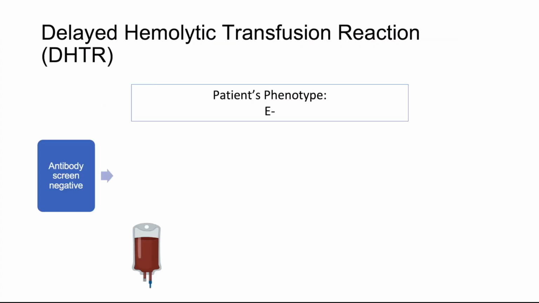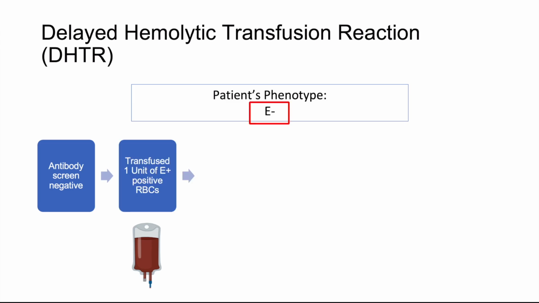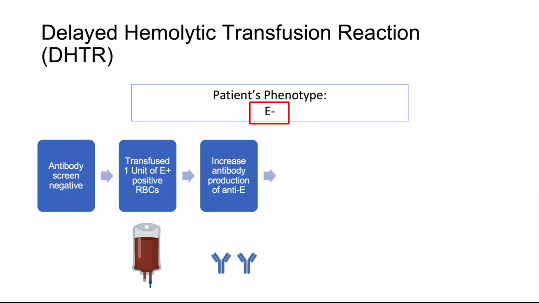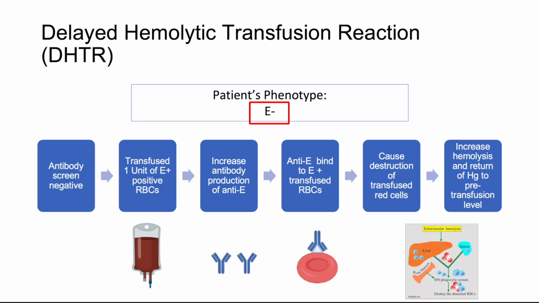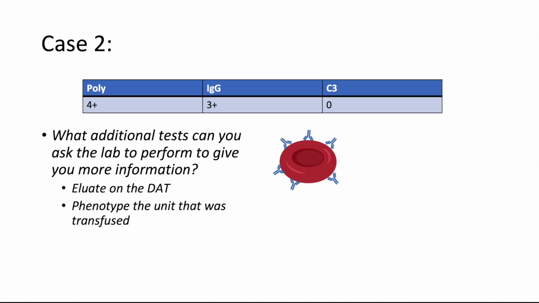The initial antibody screen is negative, and the patient gets an E-positive red cell unit, but their antigen phenotype is E negative. They have an increase of antibody production. This antibody binds to the transfused red cells and brings them to the liver or the spleen, where they cause hemolysis, and the hemoglobin returns to the pre-transfusion level. So what additional tests can give you more information on this antibody?